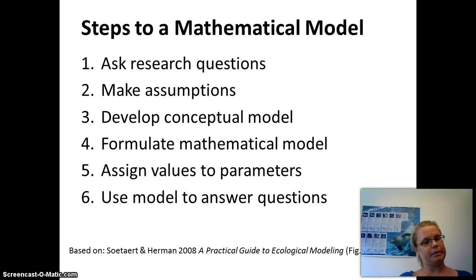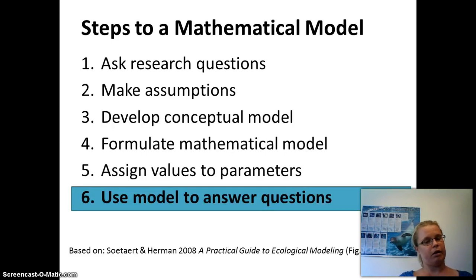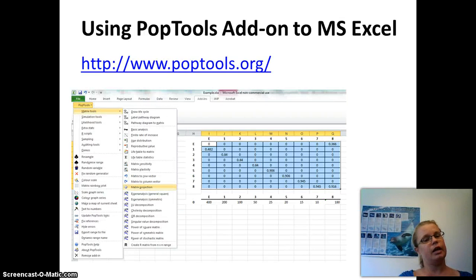So again, here are all the steps, and we're finally at the point where we can use the model to answer our research questions. In class, we're going to be using this add-on to Microsoft Excel called PopTools to actually answer all these different research questions. Unfortunately, it only works on Windows computers, and you go to this website here and download a file and install it, and then you'll have this special add-ins menu and PopTools, and you can very easily calculate the population growth rate, stage distribution, reproductive value distribution, elasticity, and project the matrix through time, which is all of the things we're going to be doing in the next few slides here.